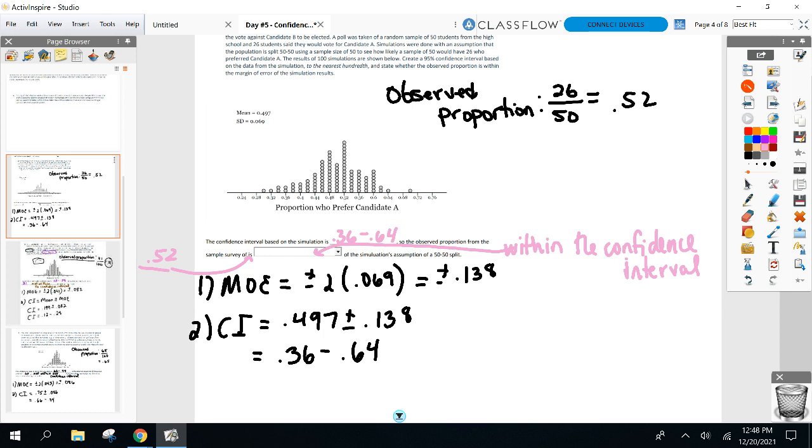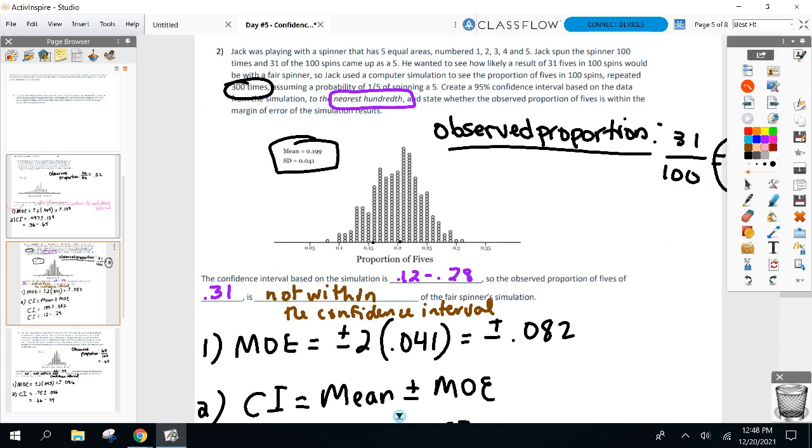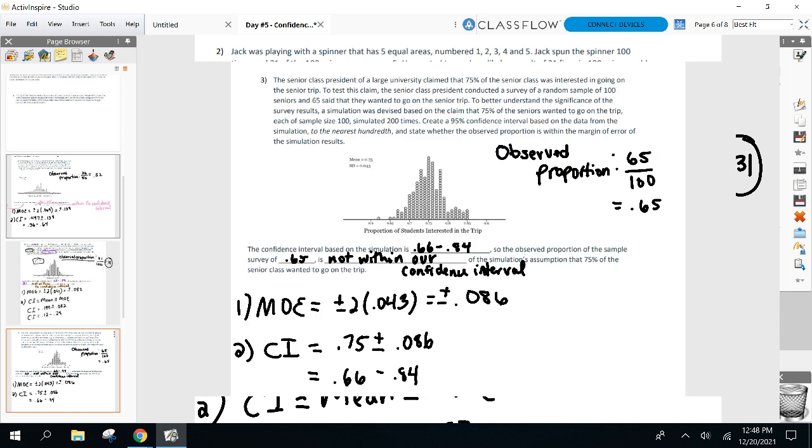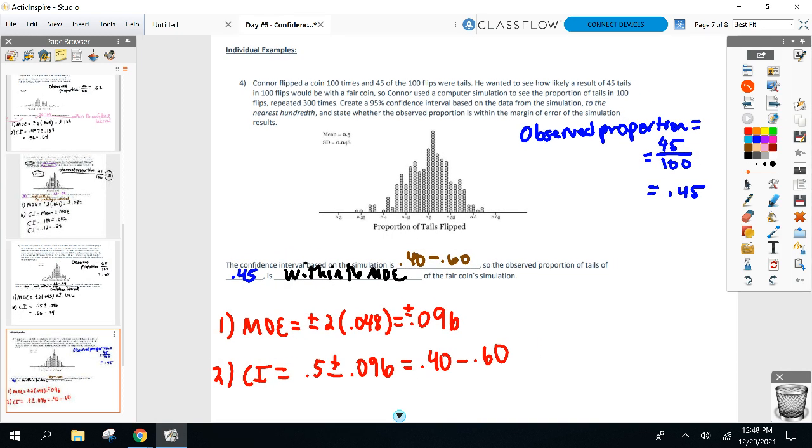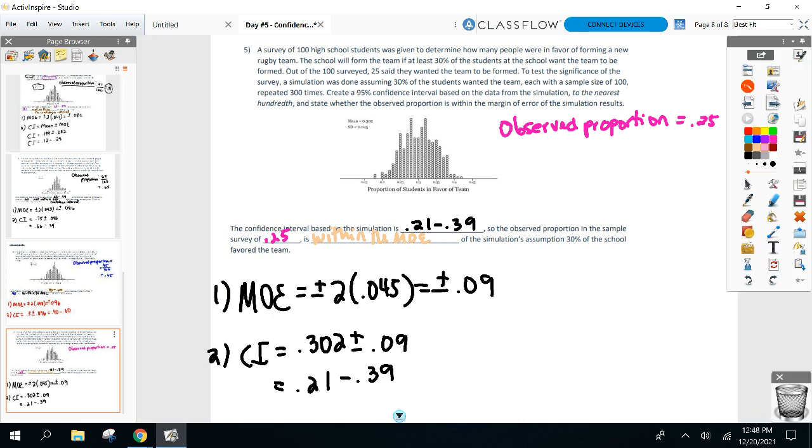Questions? Okay, can I see you do 2 on your own then? 4 and 5. Let me see you do 4 and 5. You can work with the people in your group. Yep, 4 and 5.